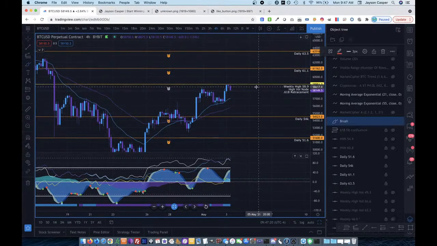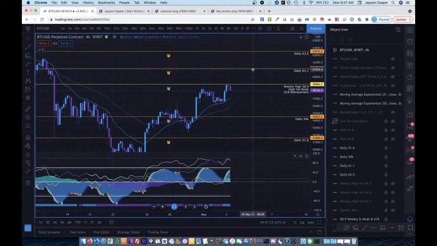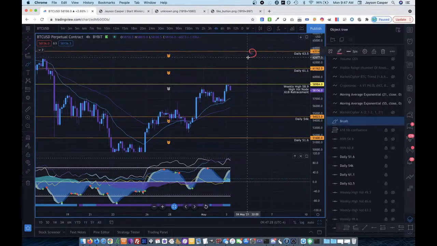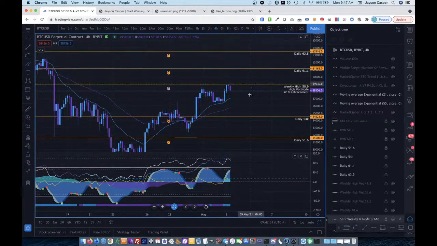Again, if we're able to come up above this 59K level, then the next level is 61. If we come above that, the next level is 63.5. And if we come above that, then I am persuaded that we will hit a new all-time high.